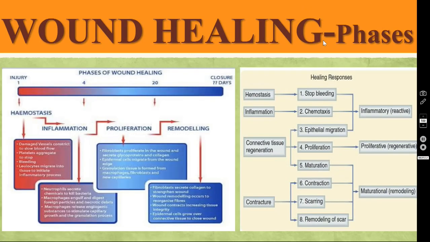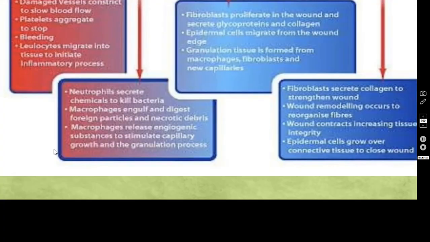Coming to the different stages of wound healing, there are 3 stages: the inflammatory phase, the proliferative phase, and the remodeling phase. The early inflammatory phase is also known as hemostasis, where the bleeding stops and the clot forms. That is the early inflammatory or hemostasis phase, then the late inflammatory phase, and then proliferative and remodeling. In each stage, particular events happen.